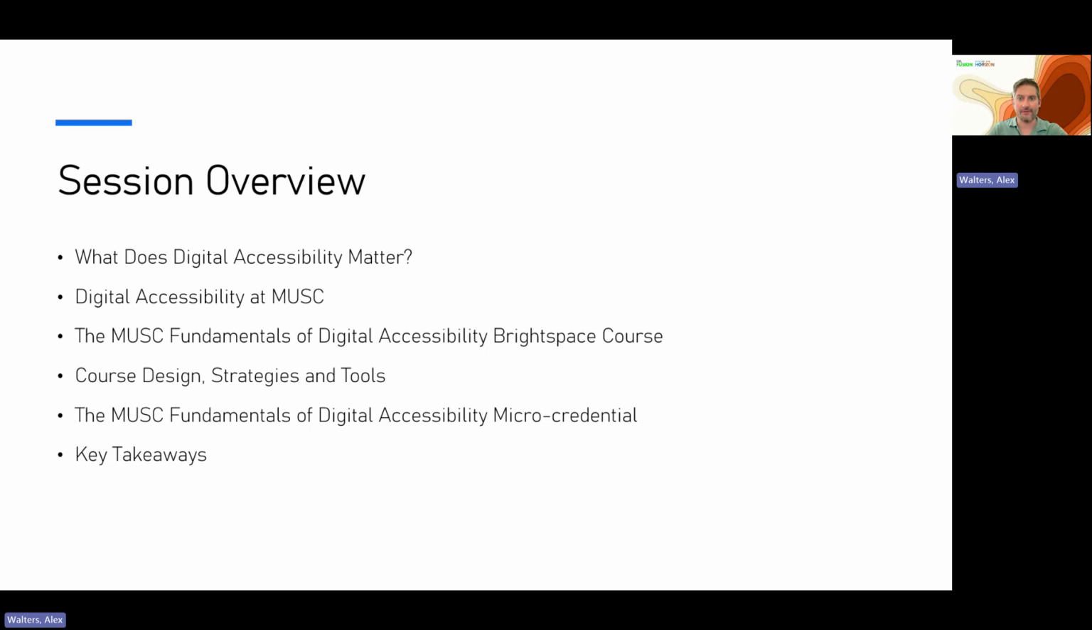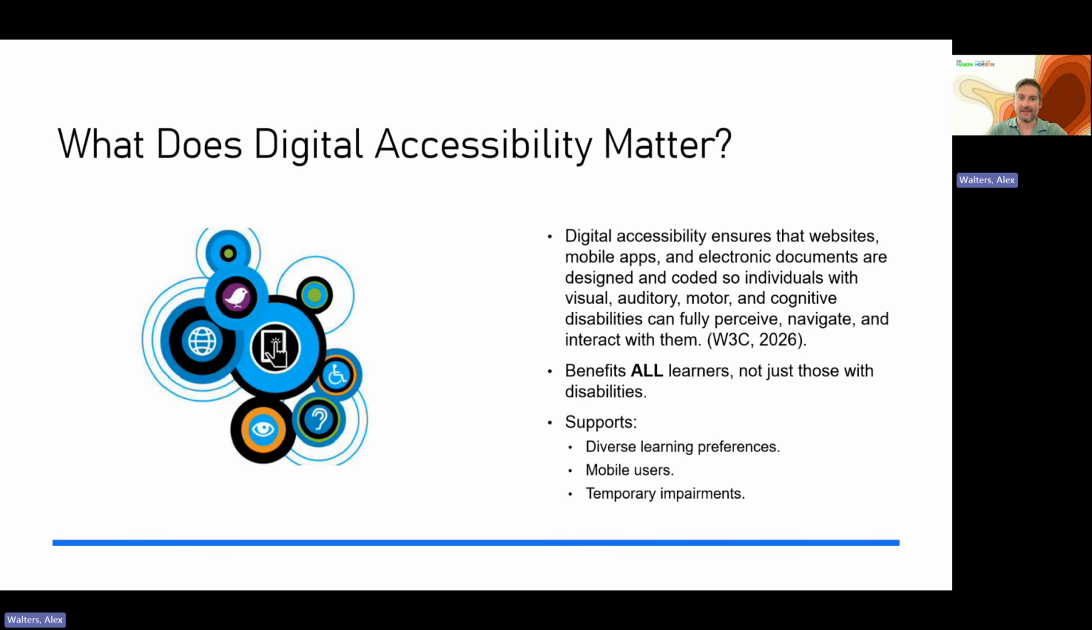So here's our roadmap for the session. We're going to start with why does digital accessibility matter? Then briefly, we'll go into what accessibility looks like at MUSC. And from there, I'll walk you through our Brightspace course. So I'll talk about the design, the structure, the tools, and the strategies. And then I'll wrap up by looking at our micro-credential approach and then some key takeaways that hopefully you can apply to your institution.